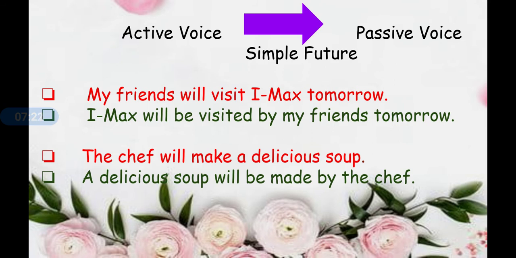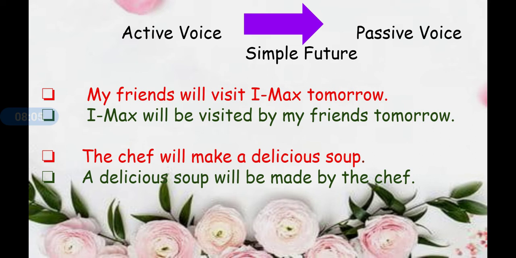Now let us know the conversion from active voice to passive voice when the sentence is there in simple future tense. My friends will visit IMAX tomorrow. So here subject is my friends and object is IMAX. So IMAX will become object in the passive voice. IMAX will be visited by my friends tomorrow. And while converting like this, we have to use will plus be plus past participle form of the verb when we are converting simple future tense into passive voice.